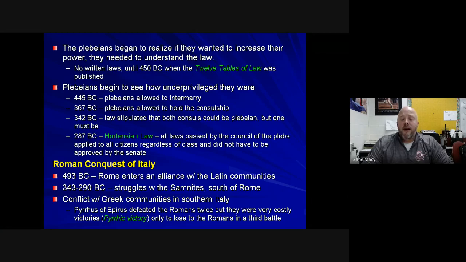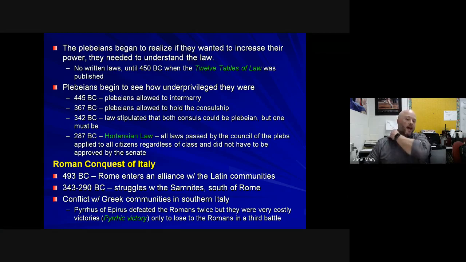287 BC, you have the passage of what was known as Hortensian Law. All laws passed by the plebeian council, Council of the Plebs, plebeian assembly, all the different names for the same thing. Hortensian Law meant that any legislation passed by the Council of the Plebs applied to all Roman citizens.